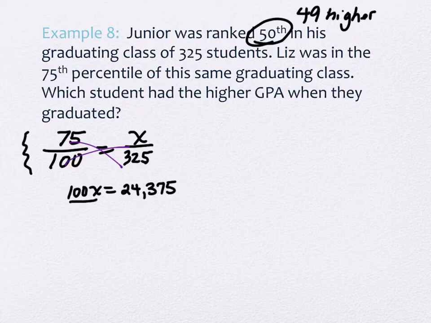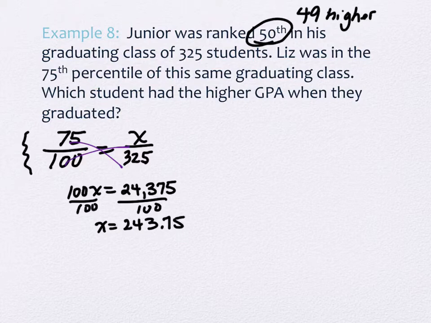24,375. And if I divide by 100, I'm going to get 243.75. And like I told you before, we'll round, so this would be 244, right? 244 what? Yeah, it's people below Liz.